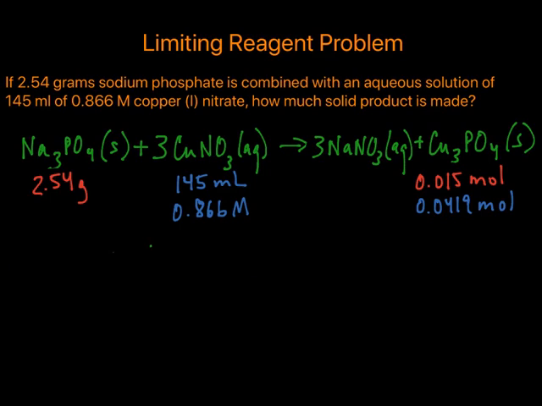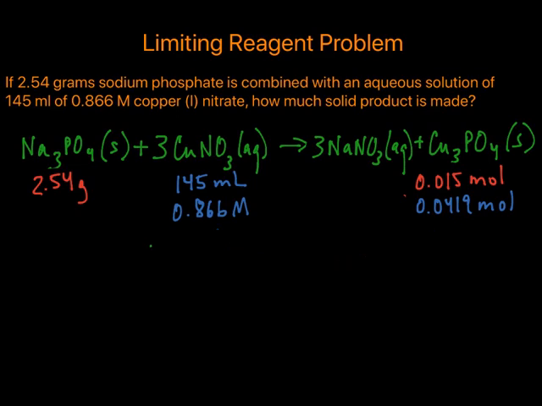Okay, so I've done a little bit of organizing the data by colors. From what we have learned so far, 2.54 grams of sodium phosphate will give us 0.015 moles of copper phosphate. Likewise, if we have our copper nitrate solution of 145 milliliters of a 0.866 molar solution, this will produce this much copper phosphate. So which of the 2 reactants will give us the least amount of copper phosphate?